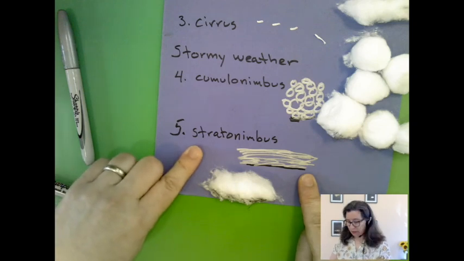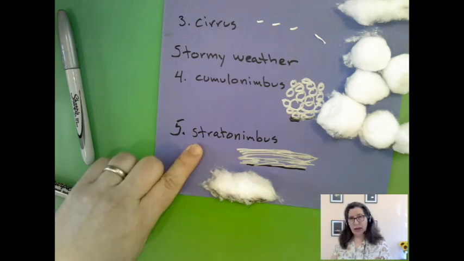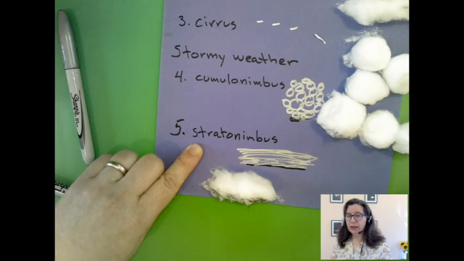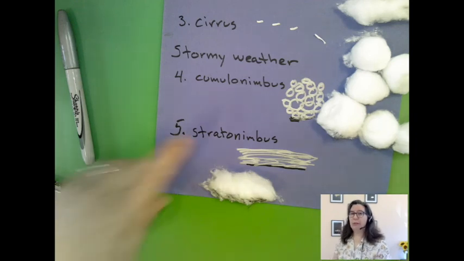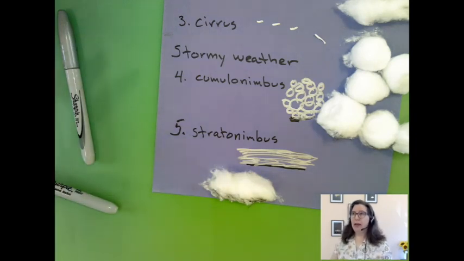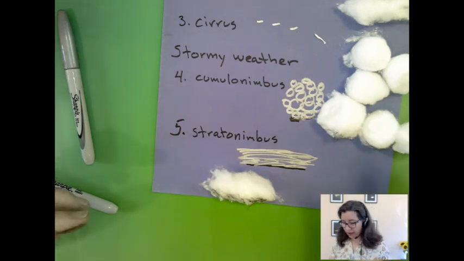Stratonimbus clouds, they cover the whole sky like a big thick blanket. So that's usually the kind of rain that lasts for a long time because they're so big and they move so slowly. The rain's going to last for hours and hours, maybe even all day.